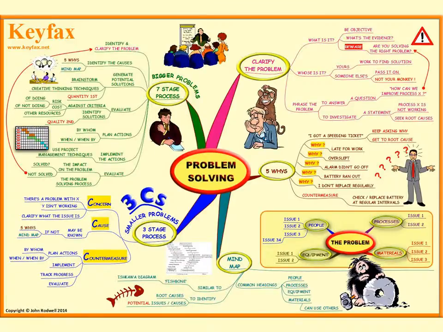So there we are. We're back to the full mind map of problem solving, where we have all the issues relating to the 7-stage process, the 3-stage process and so on, all covered on it.